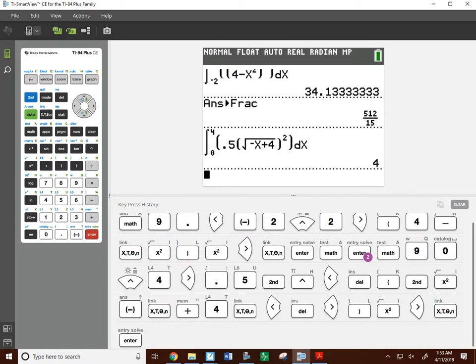There we go, 4. Yeah, be very careful entering it then.